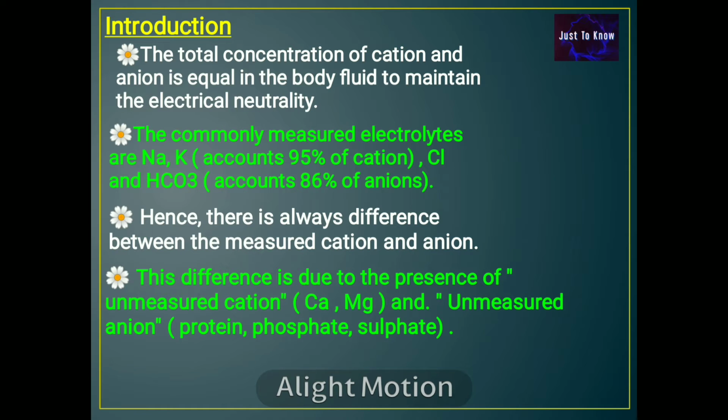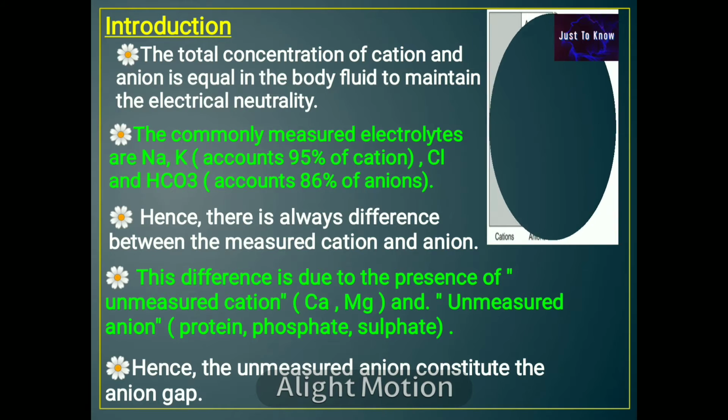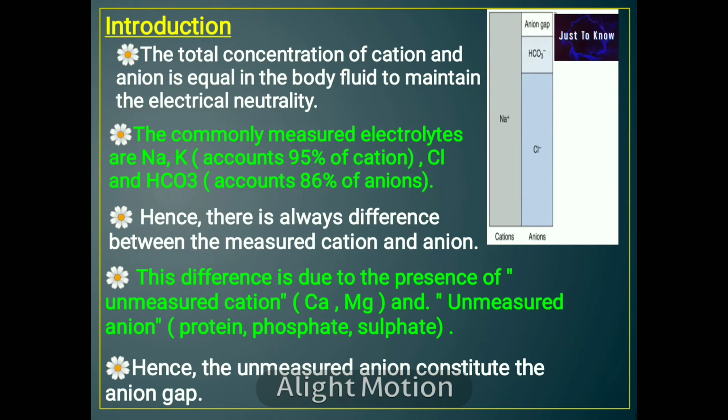The difference is due to the presence of unmeasured cation such as calcium and magnesium, and the unmeasured anion like protein, phosphate and sulfate. Hence, the unmeasured anion constitute the anion gap.